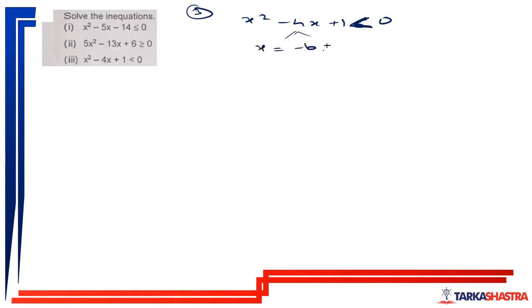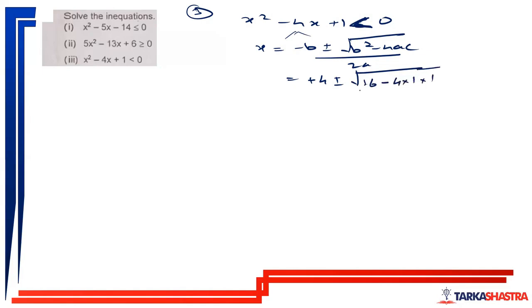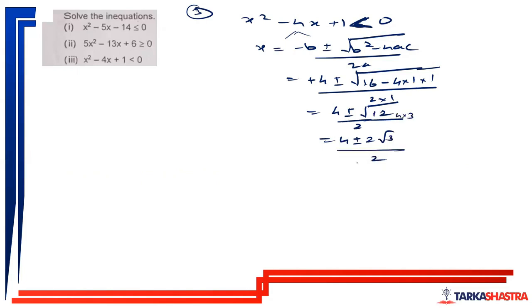x is equal to (−b ± √(b² − 4ac)) / 2a, which is minus of minus 4, that is positive 4, plus or minus the root of b², that is (−4)² = 16, minus 4 into a, which is 1, and c, which is also 1, upon 2a, which is 2 into 1. So 4 plus or minus the root of 16 − 4, which is 12, by 2. That is 4 ± 2√3. Yes or no? 12 can be written as 4 into 3. The 4, when it comes out of the root, becomes 2, upon 2. So this is 2 ± √3.